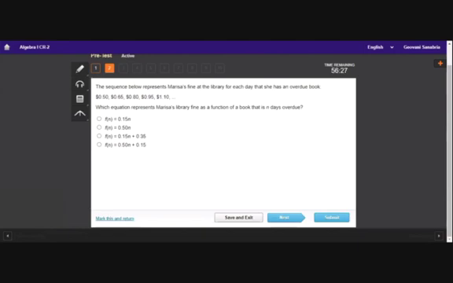Okay, the sequence below represents Marisa's fine at the library for each day that she has an overdue book. So the first day, she was fined 50 cents. The second day, she was fined 65 cents. 15. Oh, I see. So it'll be the A, right? Because if the book is overdue n days, then if you plug in 1 for n, you should get 50 cents.